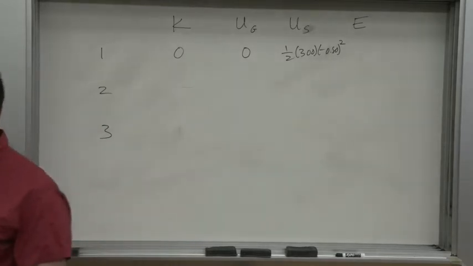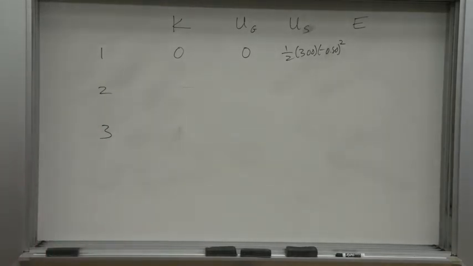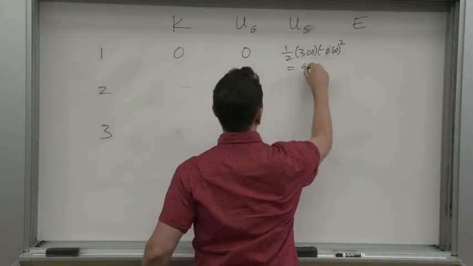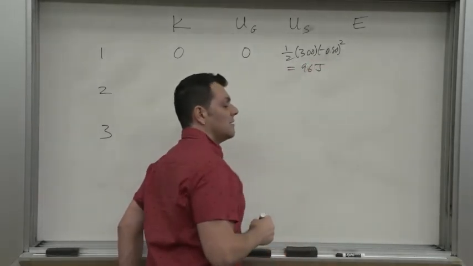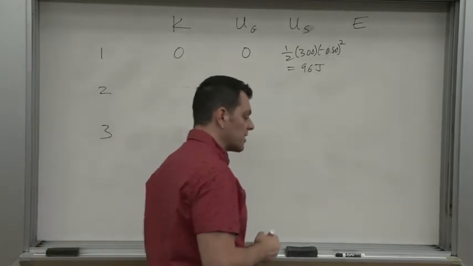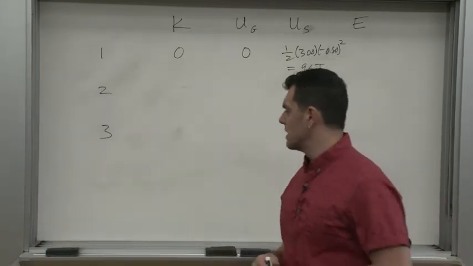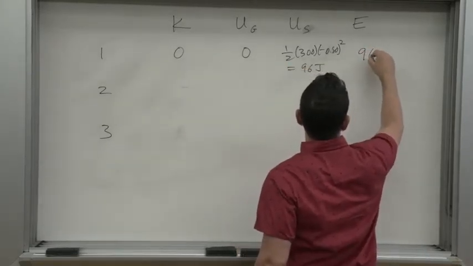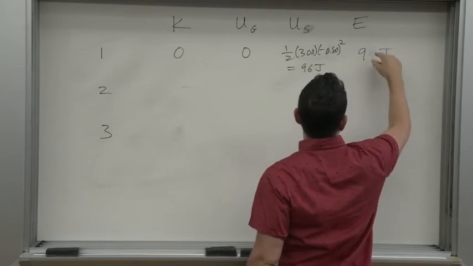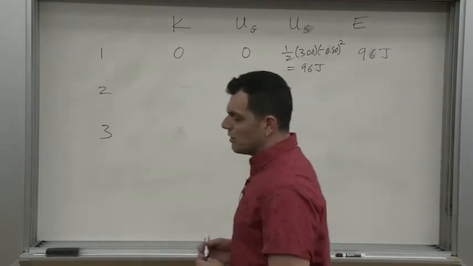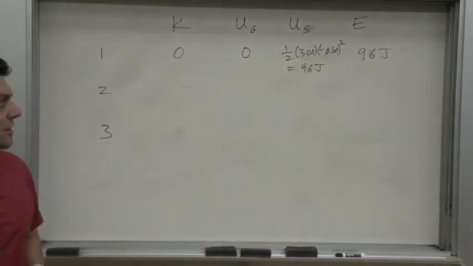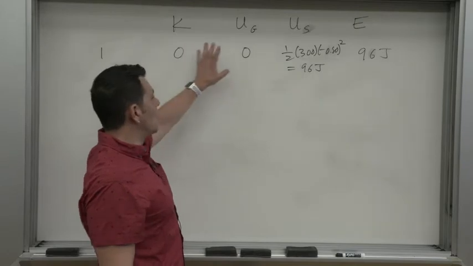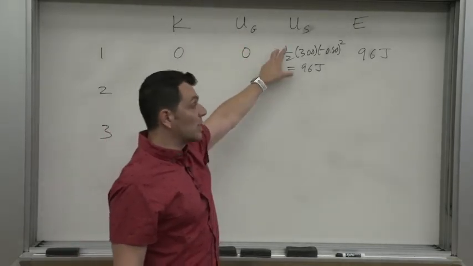Which is what? 1/2 times 300 times 0.80 squared, which is 96 joules. By the way, not sure if I mentioned this, but all energies, kinetic, potential, are in units of joules. So adding all these up, I get 96 joules. That tells me that the initial total mechanical energy of the system is 96 joules. Now, as you can see, none of it is kinetic or gravitational. It's all spring potential energy.